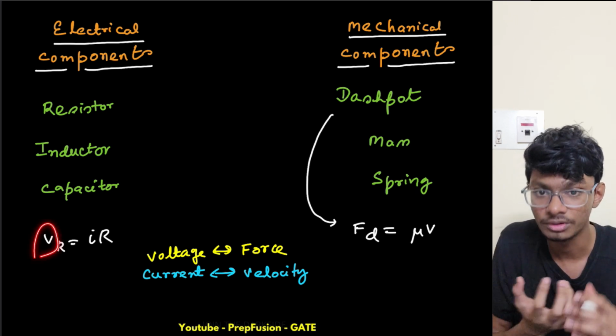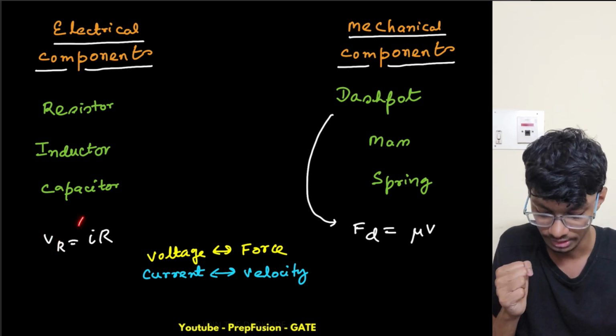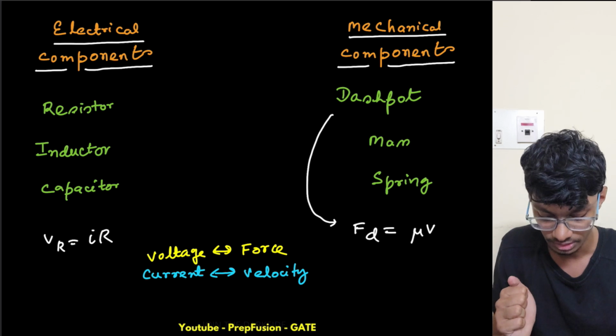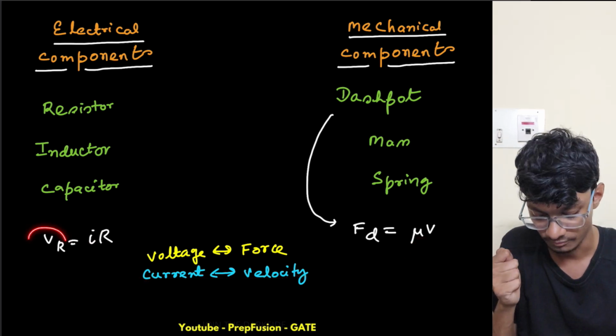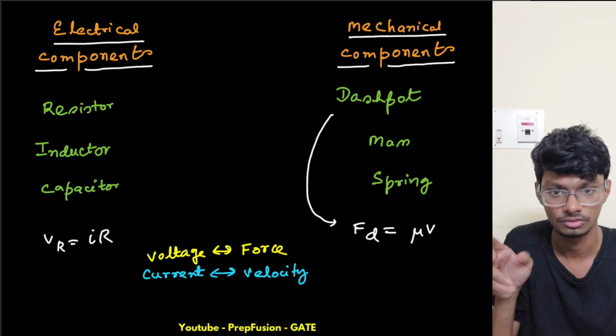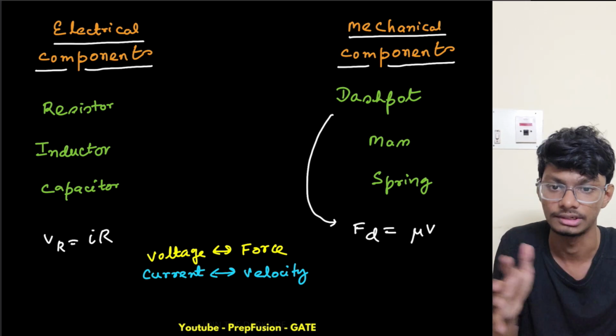So what is voltage? Voltage is like a force only, and current is the flow of charge. That's why the flow is given by velocity and voltage is given by force. These are just correlations between the mechanical system and the electrical system.